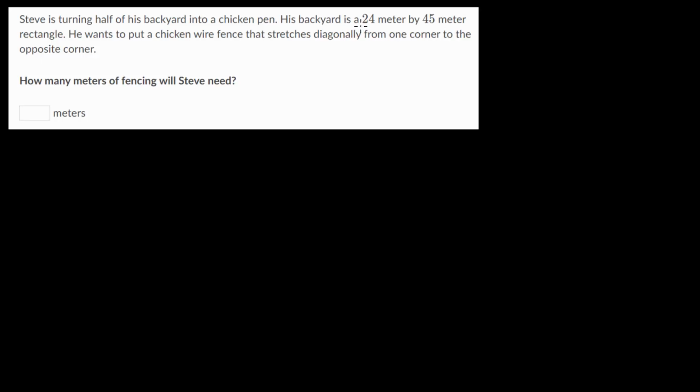His backyard is a 24-meter by 45-meter rectangle. He wants to put a chicken wire fence that stretches diagonally from one corner to the opposite corner. So how many meters of fencing will Steve need?